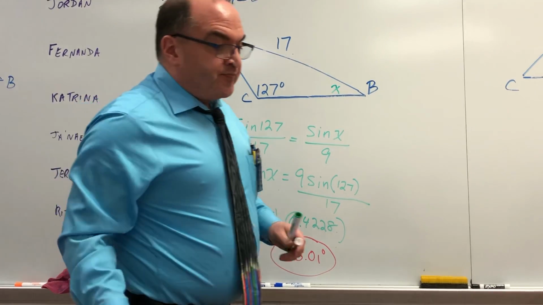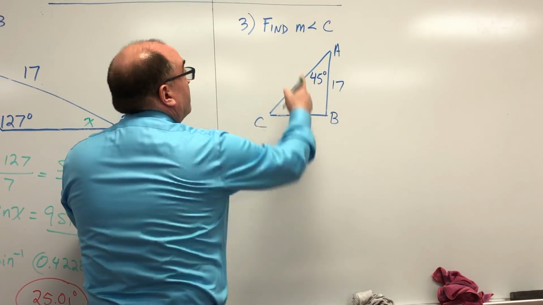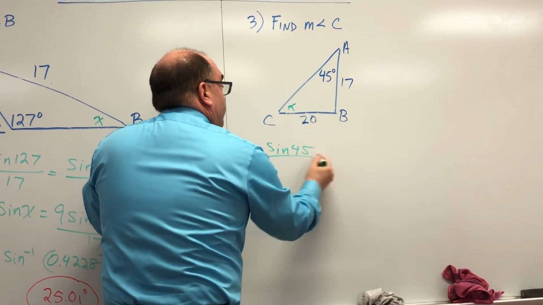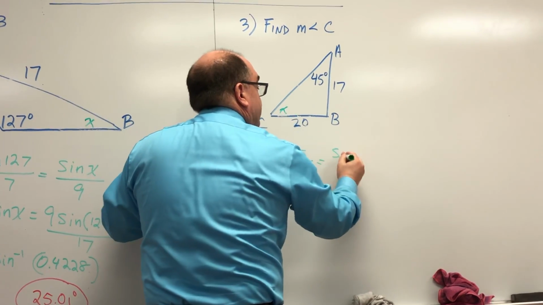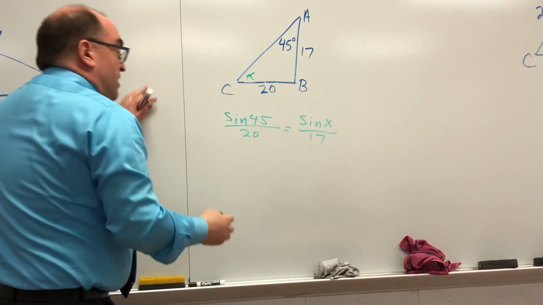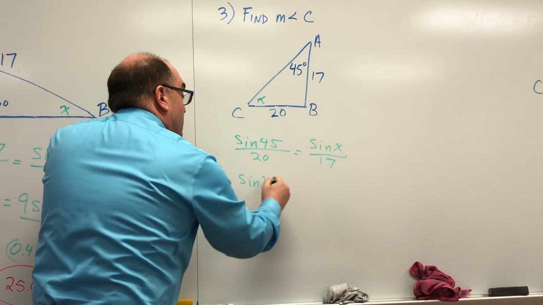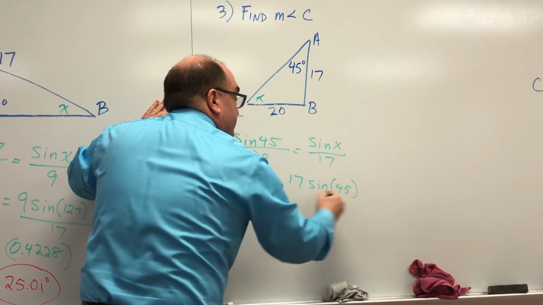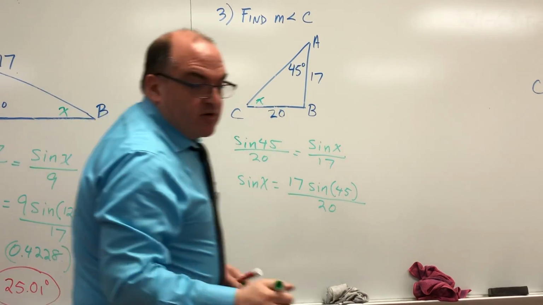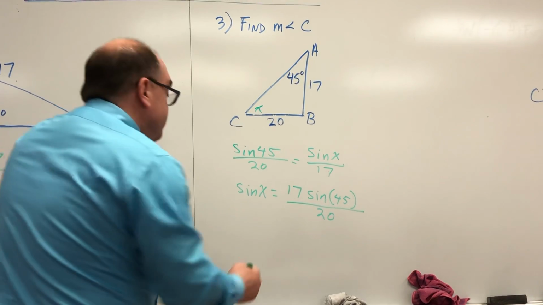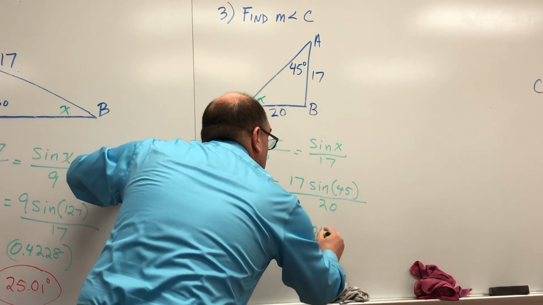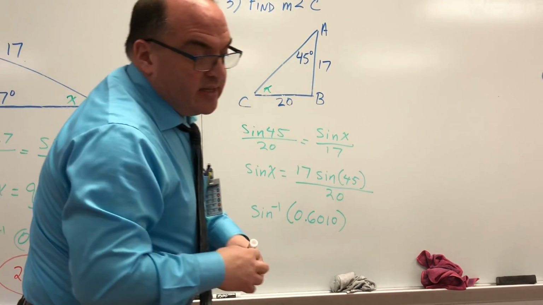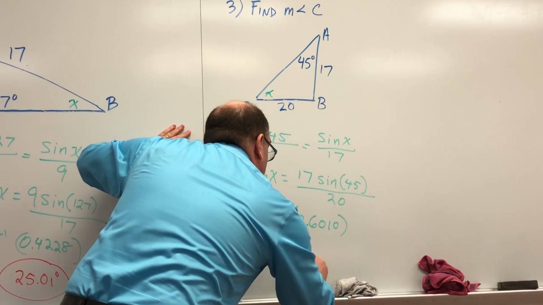Okay, next one. Here, you're looking for angle C, so there's my x, okay? So sine 45 divided by 20 equals sine of x divided by 17. Cross multiply: sine of x equals 17 sine 45, don't forget to close your parentheses, divided by 20. If you do that correctly, you will get 0.6010. So we're going to do inverse sine of 0.6010, and that will give you 36.94 degrees.